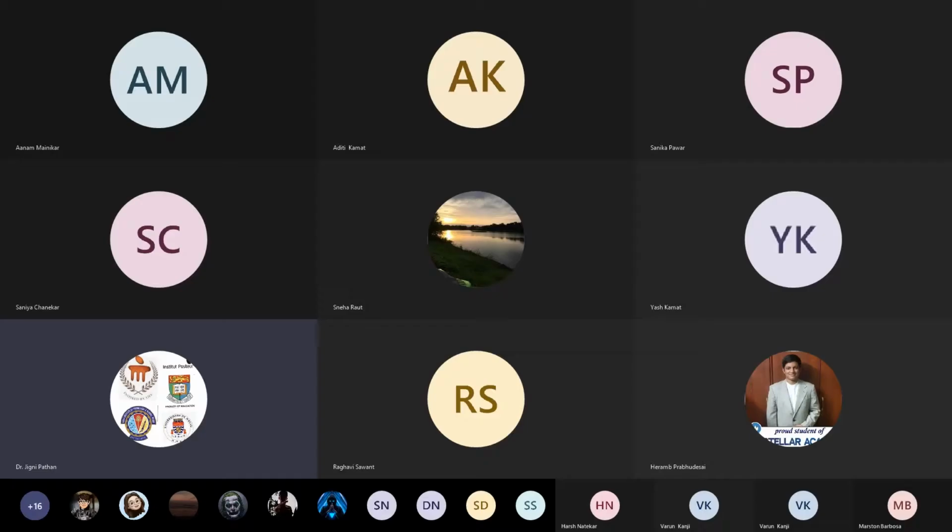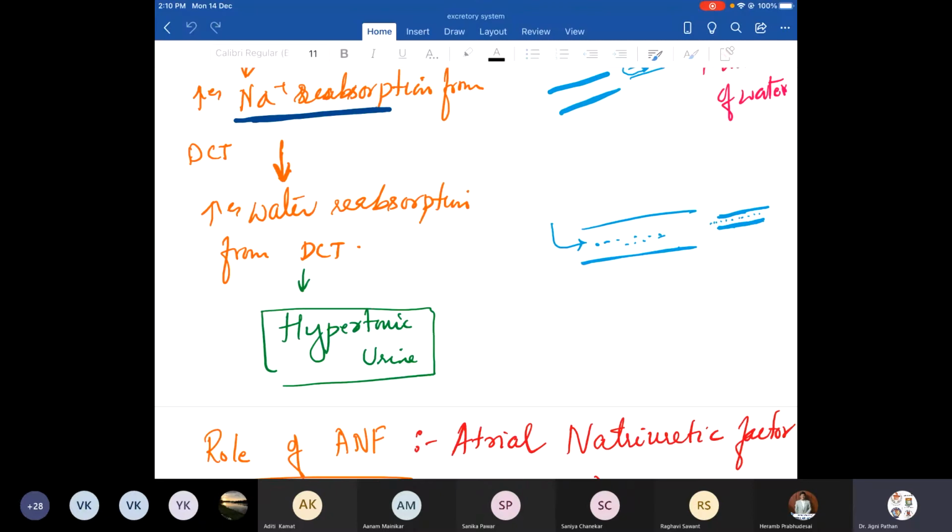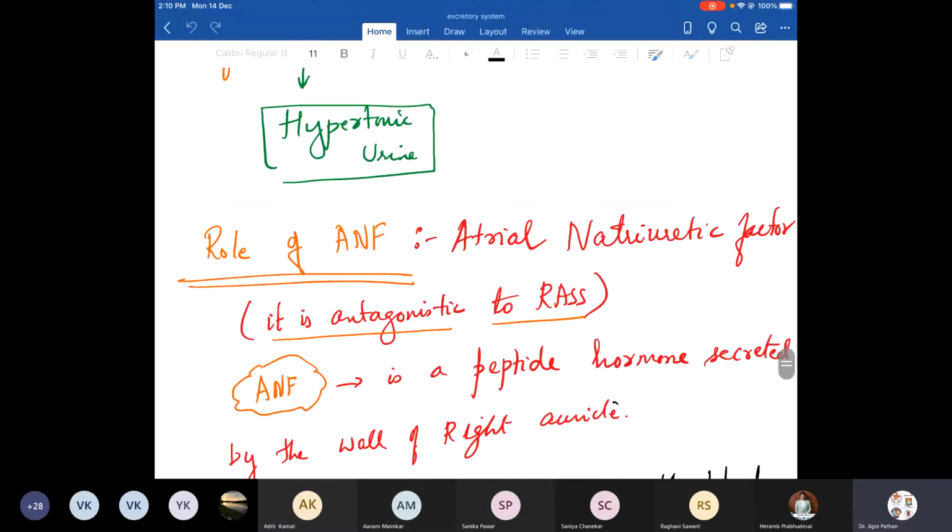The ANF factor plays a role. Now we'll be studying how to stop the release of renin after the blood volume is normal. That is the role of ANF. What is ANF? Atrial natriuretic factor. It is an antagonist to RAS. RAS will release the renin, whereas ANF will stop the release of renin after the blood volume is reached.